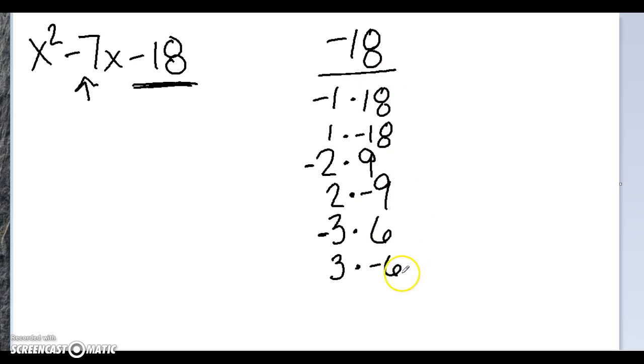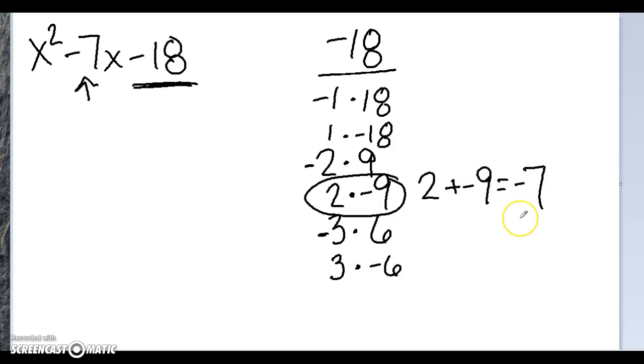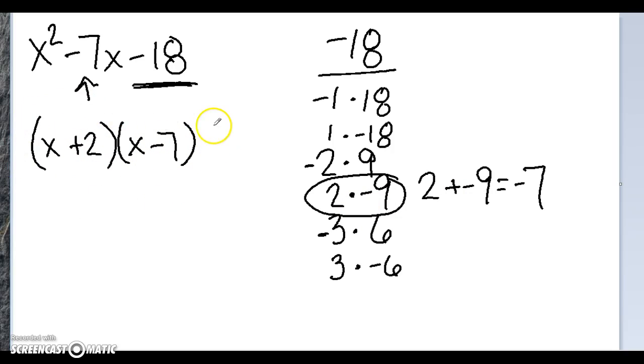So here from my factor list, I'm going to look for, again, the factors that add to negative 7. So 2 and negative 9, if I added them together, I would get negative 7. So those are the factors I'm looking for. And then the nice thing about our leading coefficient just being 1 is that I now have my factors. I know at the front of each factor I'll have an x, because x times x gives me x squared. And then the factors I chose were positive 2 and negative 7. So that's my factored trinomial right there.